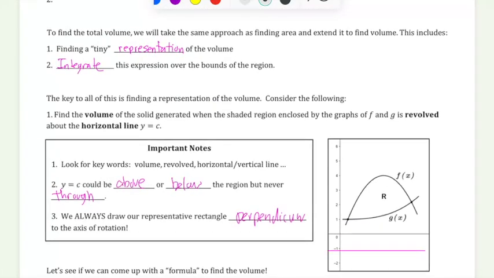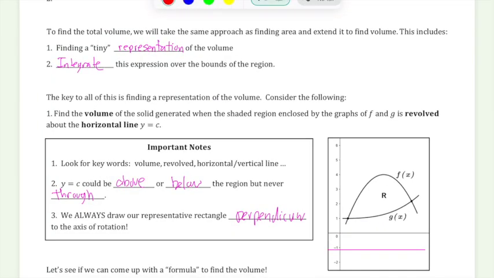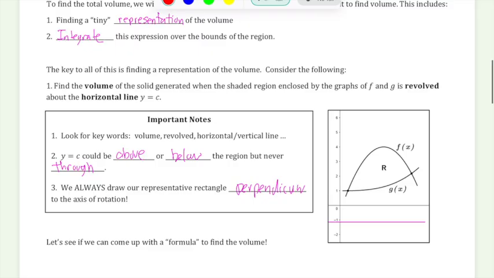It's pretty simple. A couple things to note is that you're going to be revolving around a line. And depending on if it's vertical or horizontal, depends on if you use dx or dy. So if you revolve it around a horizontal axis, you're using dx. If you revolve it around a vertical axis, you're using dy. And just know that the line of revolution will never pass through the object.